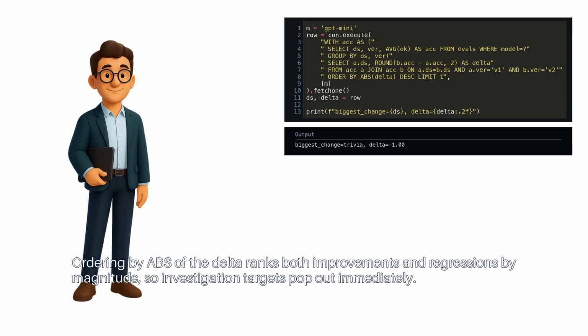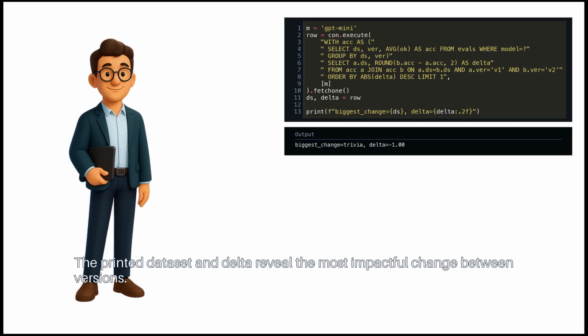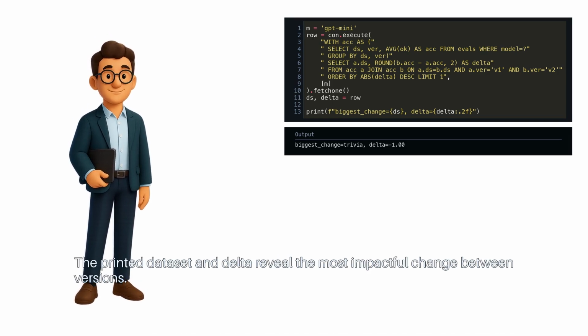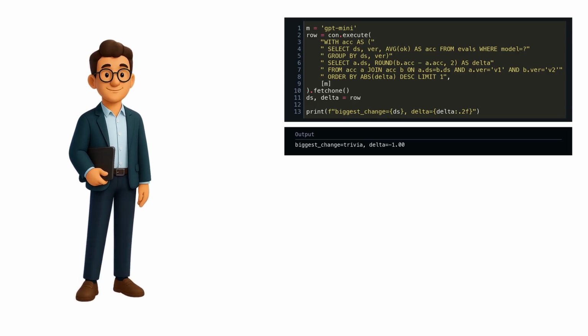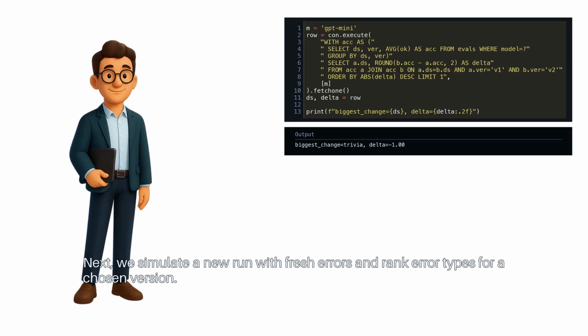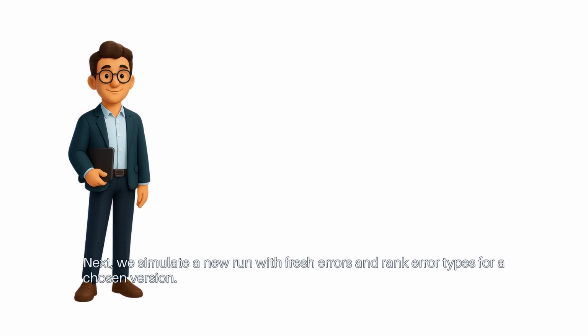so investigation targets pop out immediately. If you change M to another model, the slice updates and the selected dataset may differ accordingly. The printed dataset and delta reveal the most impactful change between versions. Next, we simulate a new run with fresh errors and rank error types for a chosen version.